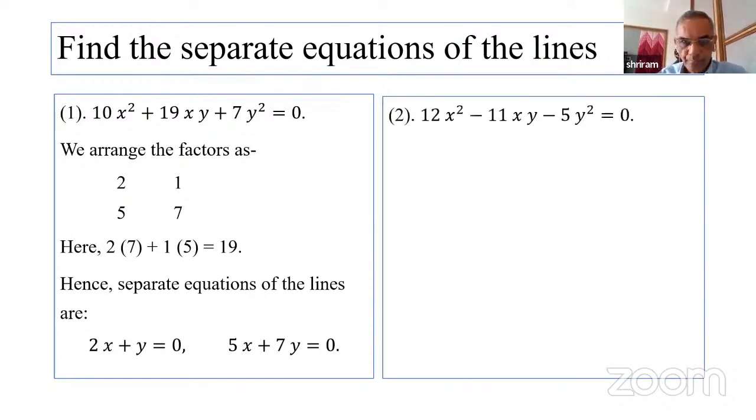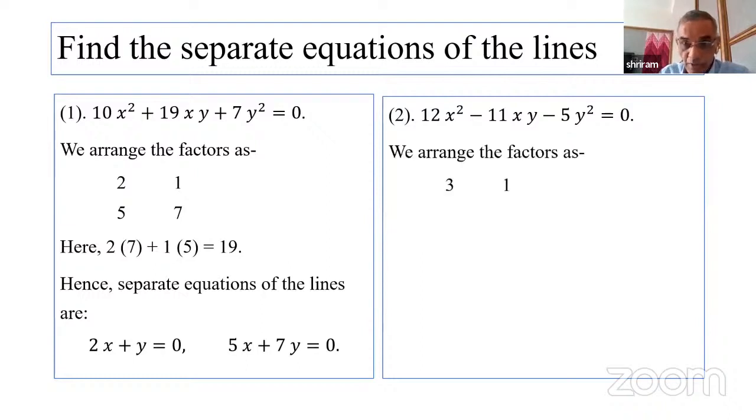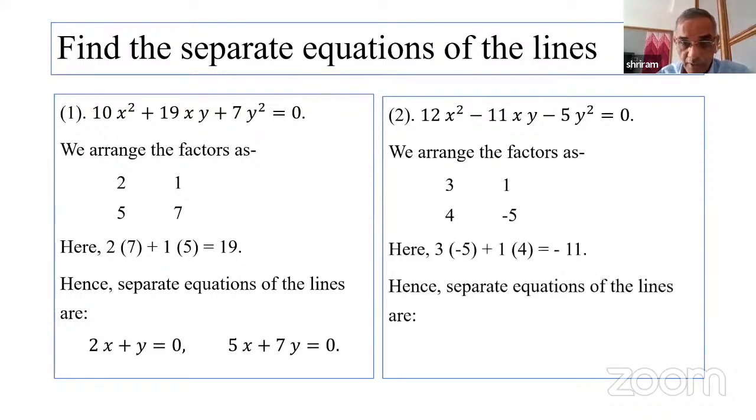Let us try this. Have a go. Find the separate equations. Well, x² − 11xy, 5. No choice for minus 5; 1 and 5 are the only choice. So select that way: 4, 3, 2, 6. I don't know what will happen. Yes, 3, 4 is okay. 3, 4 for 12, 1, minus 5 gives minus 11. Yes, 15 minus 4. And in fact, the separate equations are 3x + y = 0 and 4x − 5y = 0.